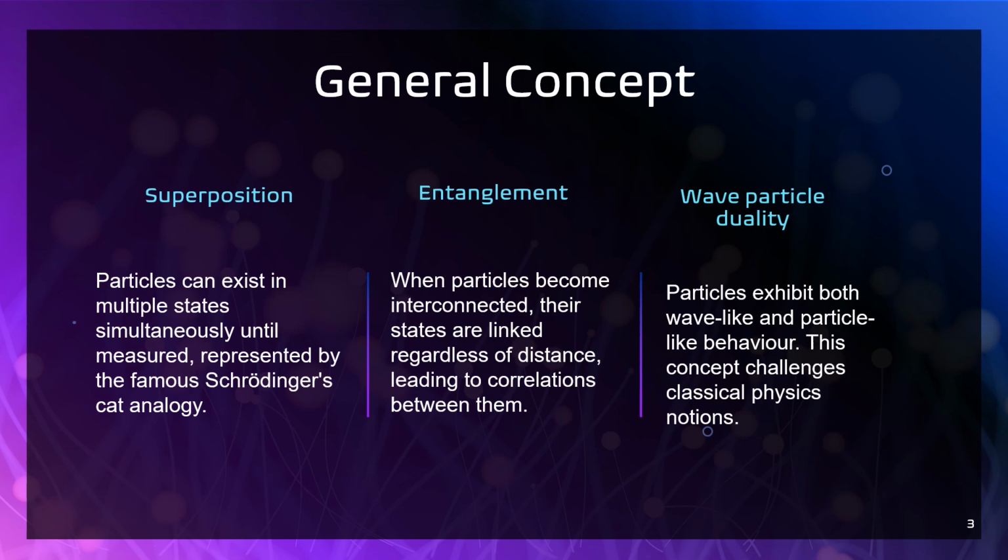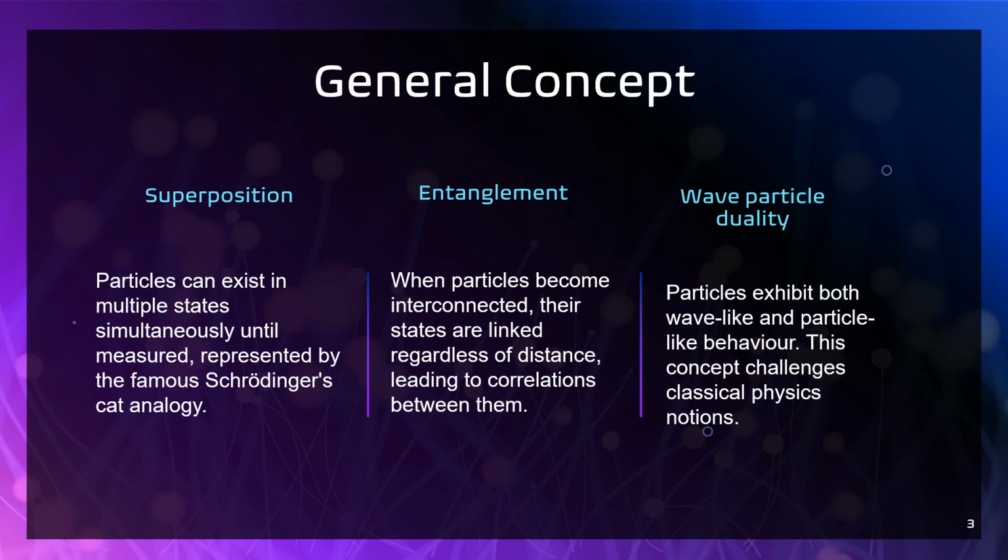Some general concepts. We have three, probably of the most popular concepts of quantum mechanics, and let's start with superposition. Superposition is the statement that particles can exist in multiple states at the same time until they're measured. This has been represented by the famous Schrodinger's cat analogy.